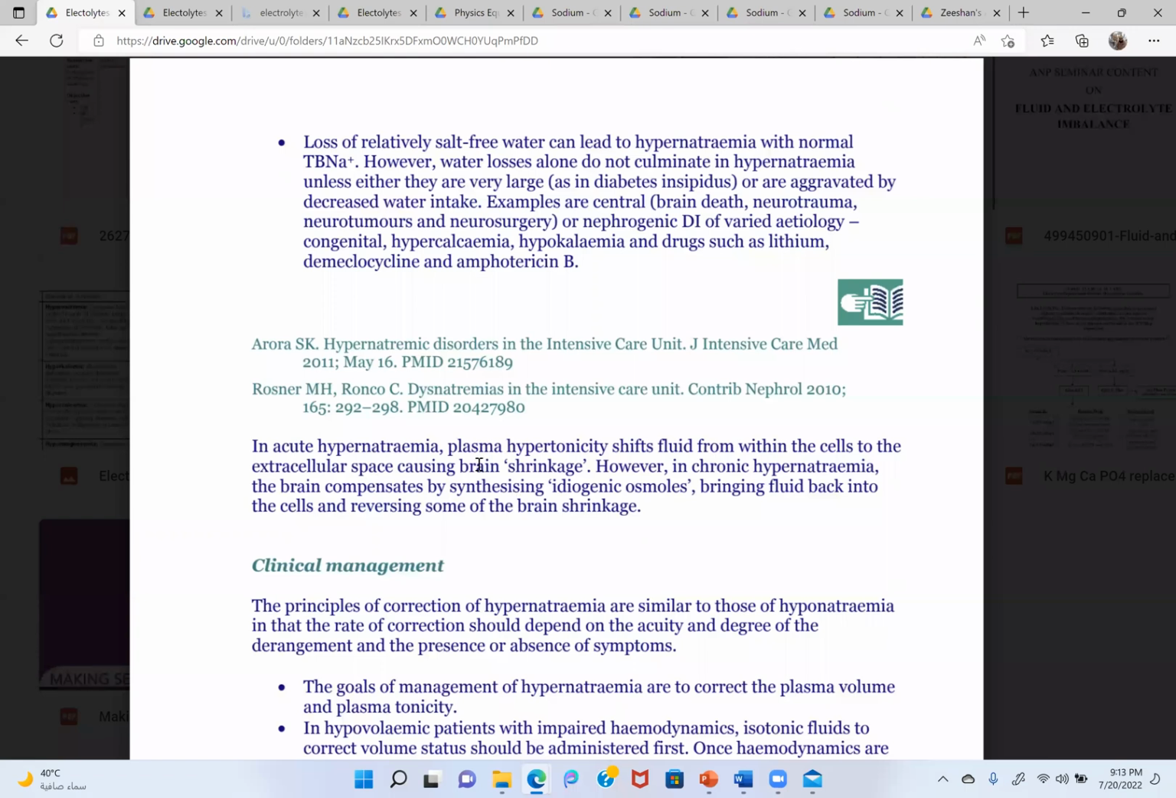In acute hyponatremia, plasma hypotonicity shifts fluid from the extracellular space into the cell, causing brain swelling. However, in chronic hyponatremia, the brain compensates by synthesizing idiogenic osmoles, bringing fluid back out of the cells and reversing some of the brain swelling.